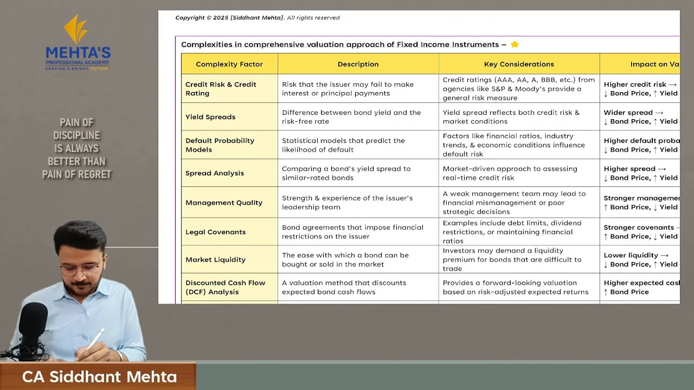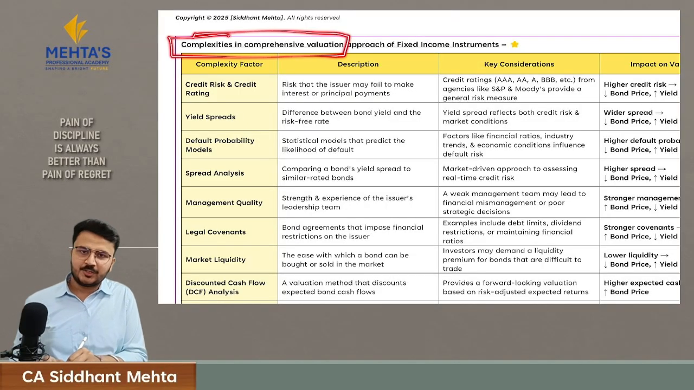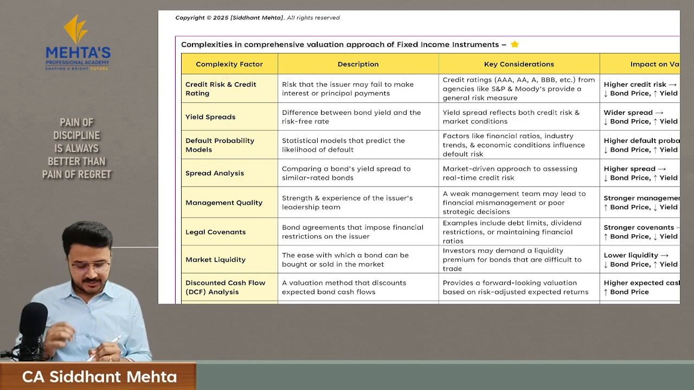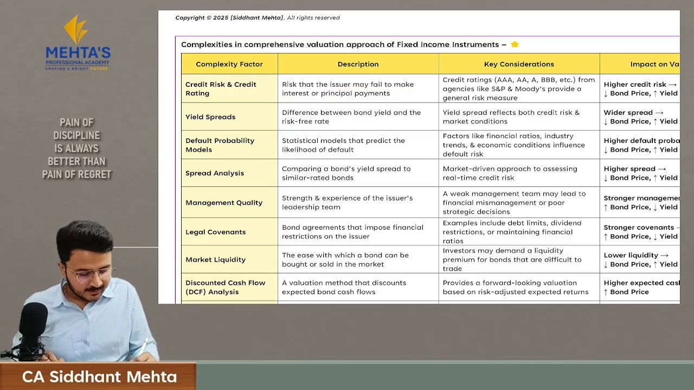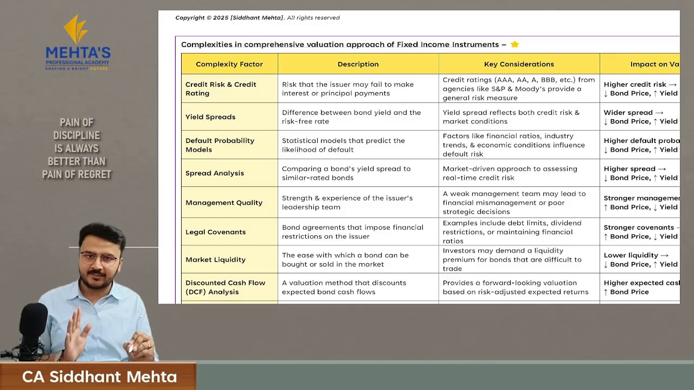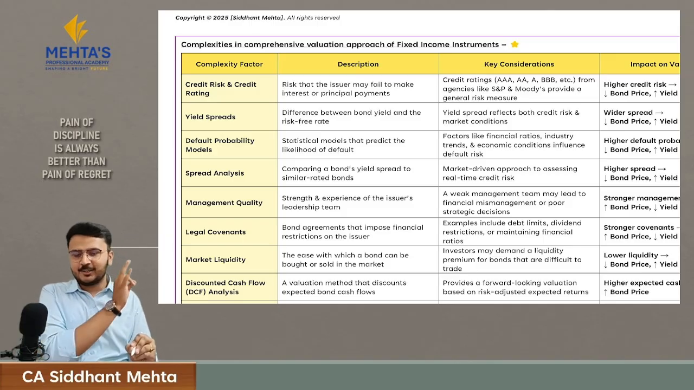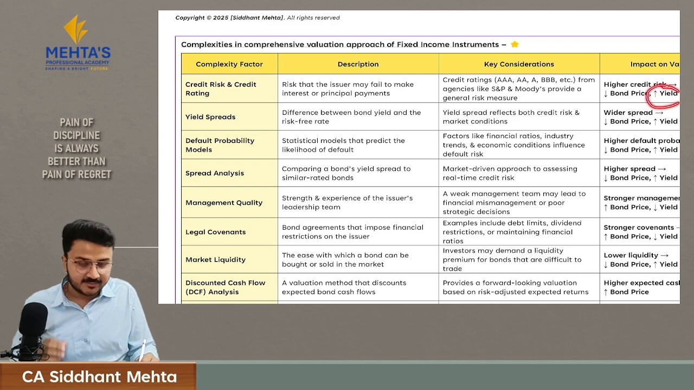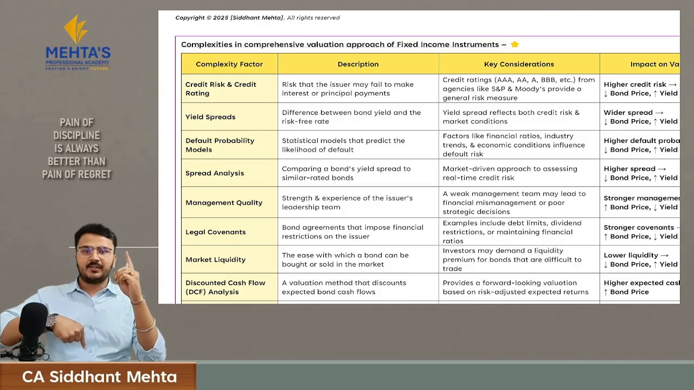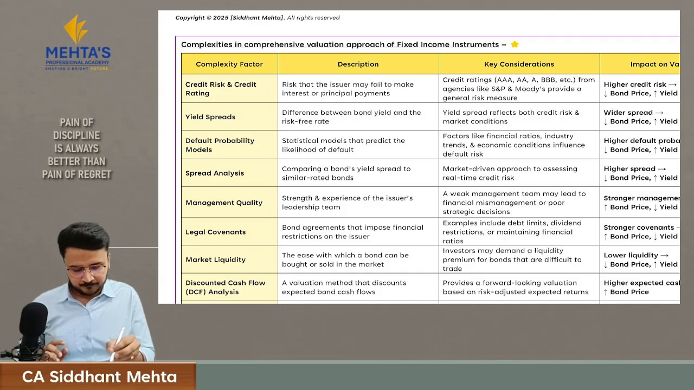Now let's understand the complexities in comprehensive valuation and how they impact your valuation. The very first one is credit risk: the risk that the company will fail to make interest or principal payment. If there is high credit risk, the investor will be interested in your company-specific bond only if you are giving a high return, because if risk is high, he wants high return. So if yield is high, that is, return is high, then your bond price will be less, because as we discussed earlier, if you are increasing your return, then your price should be less, because they are inversely proportionate.